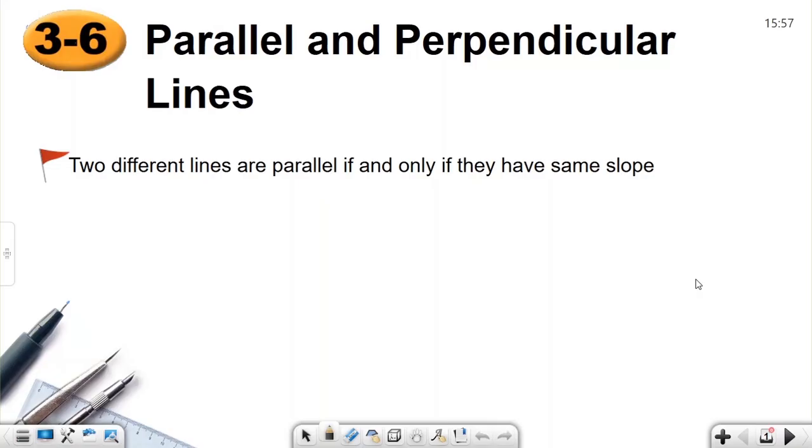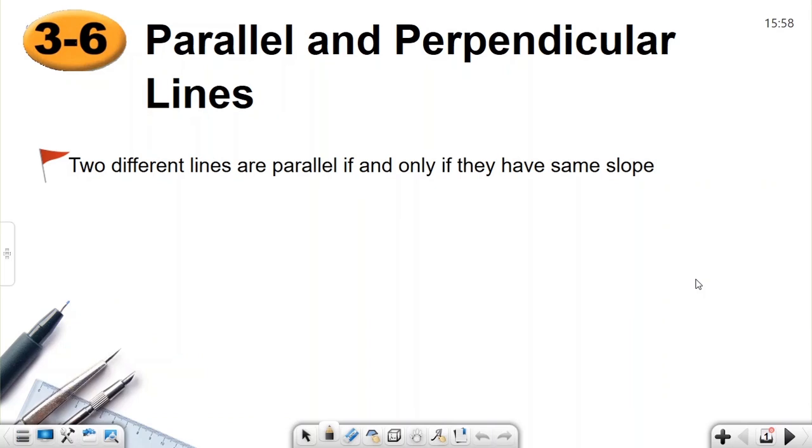Welcome everyone, parallel and perpendicular lines. In this video we will talk about how we decide, by checking the slopes of lines, if they are parallel or perpendicular. We are not going to draw lines or decide by only looking at the shape. We are going to decide only by looking at the linear equation, and we will decide if they are parallel or perpendicular.